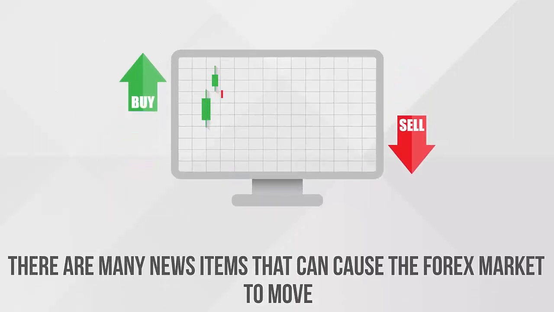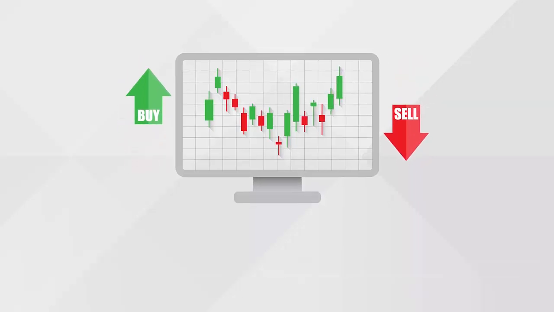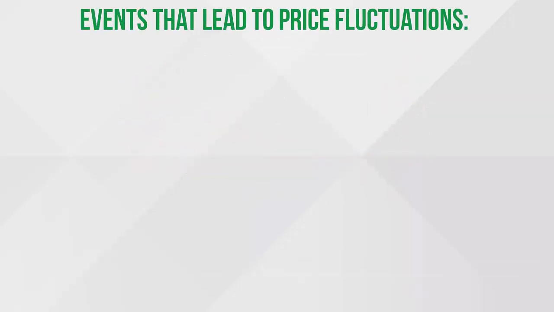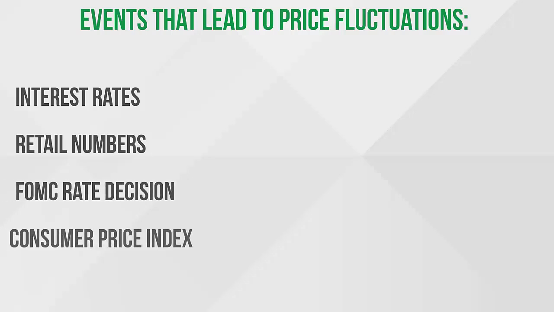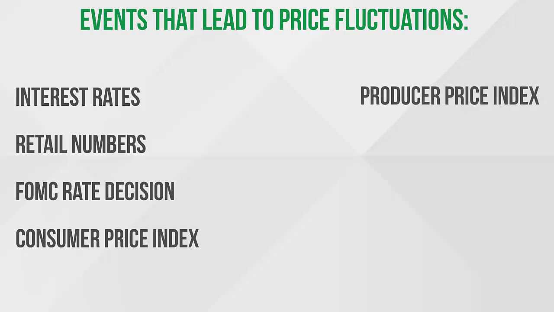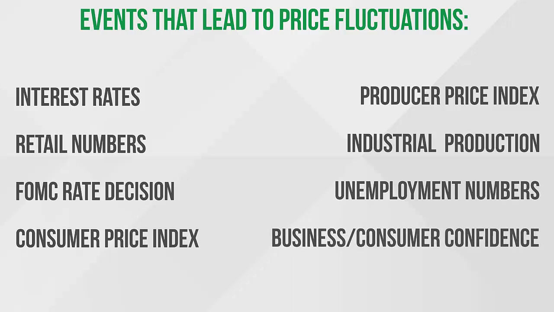There are many news items that can cause the Forex market to move. However, the most important events that will definitely lead to price fluctuations include news about interest rates, retail numbers, FOMC rate decisions, the consumer price index, and other inflation indicators, such as the Producer Price Index, industrial production announcements, unemployment numbers, and business and consumer confidence.